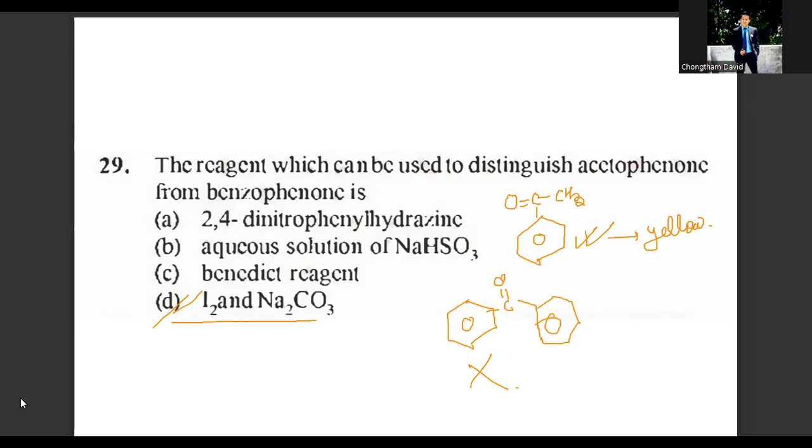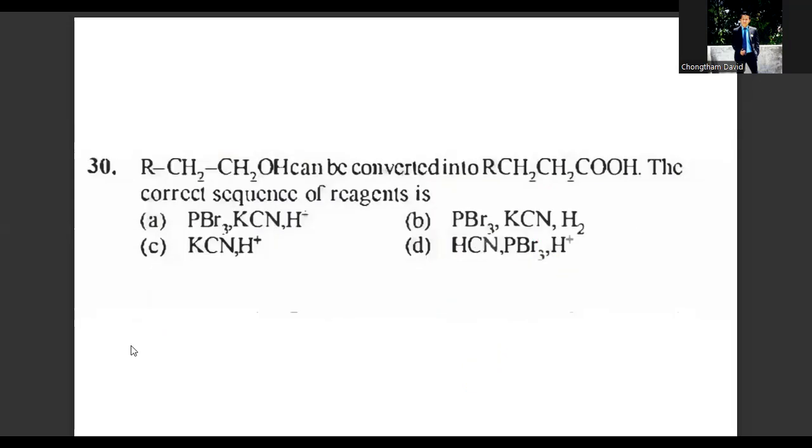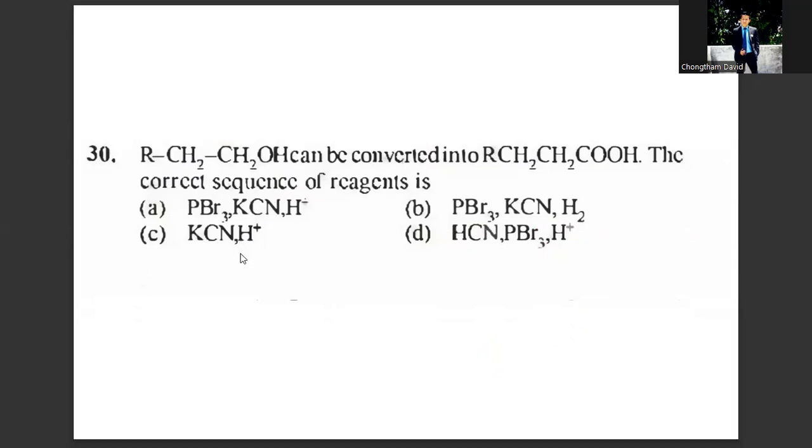Okay, moving on to the next question, number 30. Let's read out question number 30. What is the correct sequence of reagents to be used in the conversion of this alcohol to acid? How to convert alcohol to acid? You should know whether this is primary, secondary, or tertiary, and you can use many reagents. You are provided different types of reagents here.